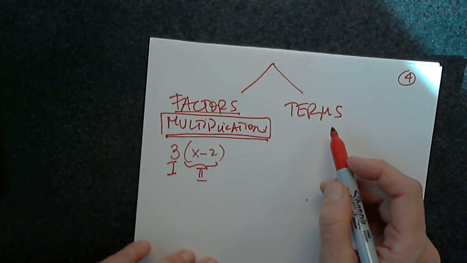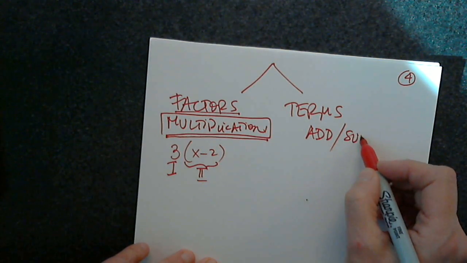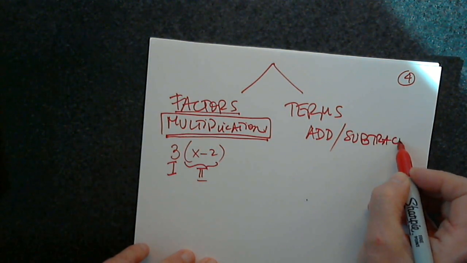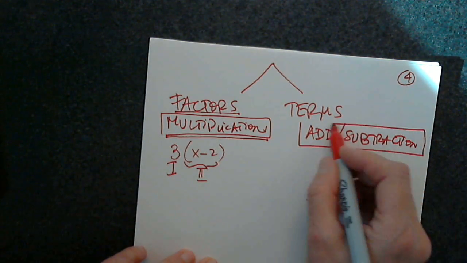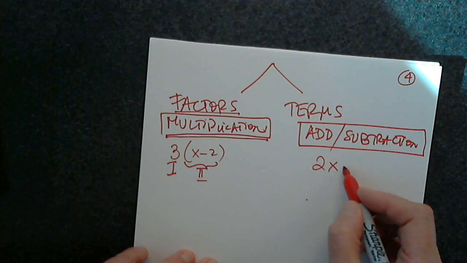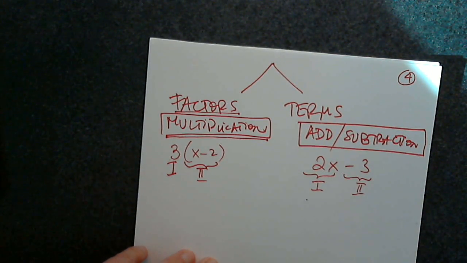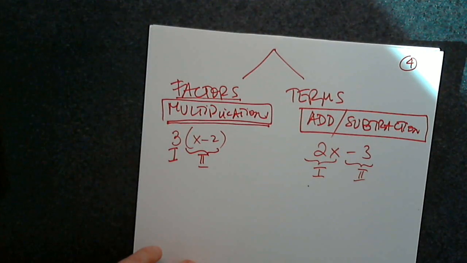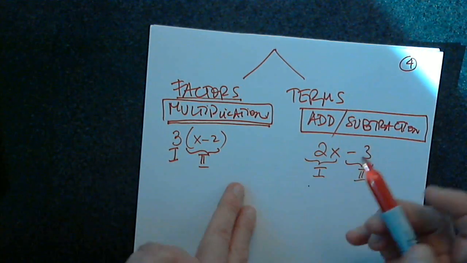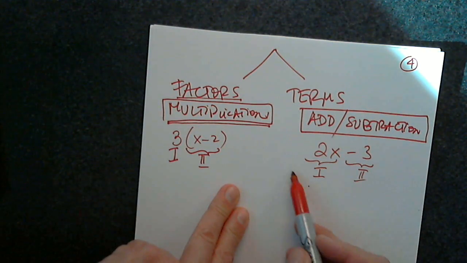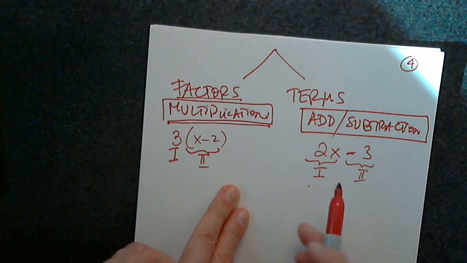When we talk about terms, we talk about addition and subtraction, not about multiplication. Example, 2x minus 3. This is the first term, and this is the second term. You could say that these are two factors, but this is a sum or difference, if you want, in this case, difference of two terms.